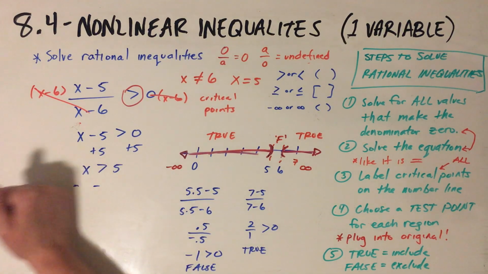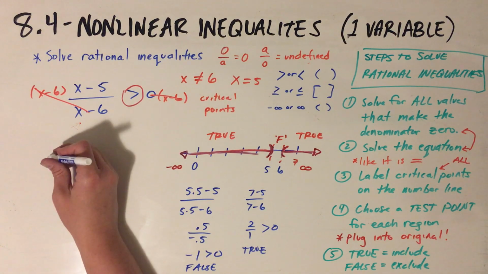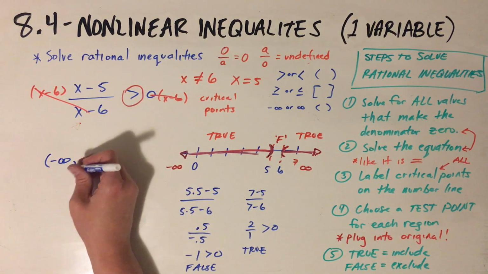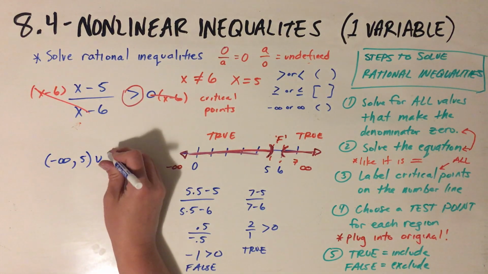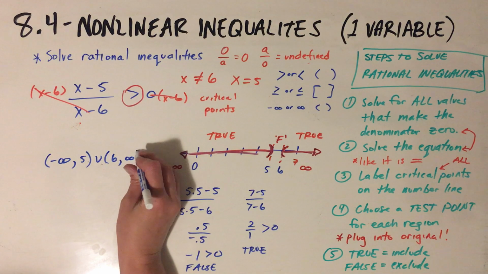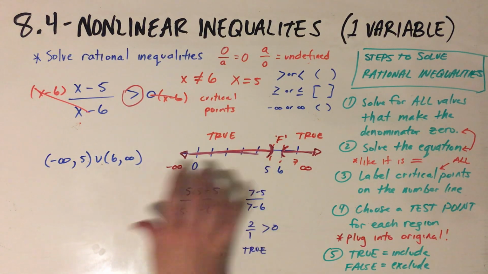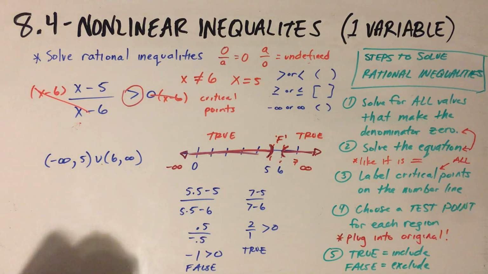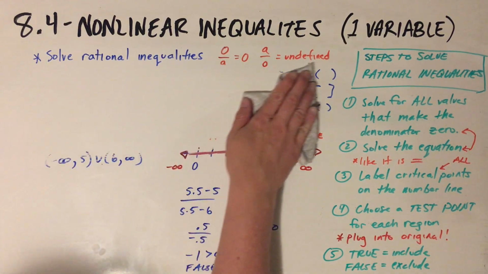So writing this in interval notation, we would have negative infinity to 5, not including 5, union with 6, not including 6, all the way to positive infinity. So this is the graphical solution. This is the interval notation solution. Let's do a couple more of these and see.